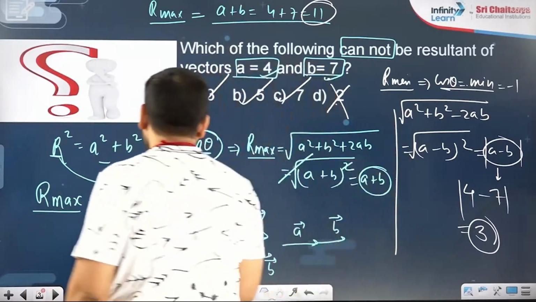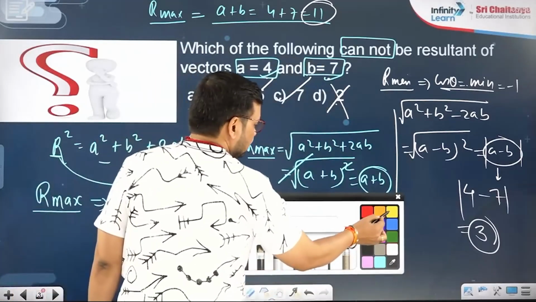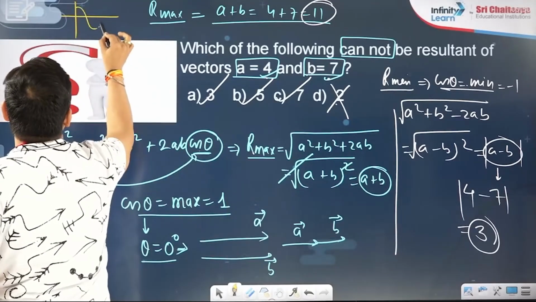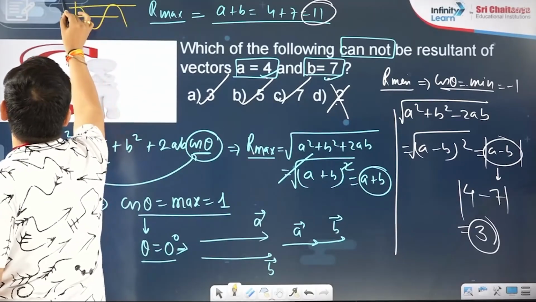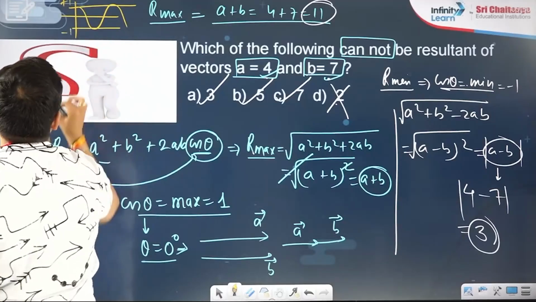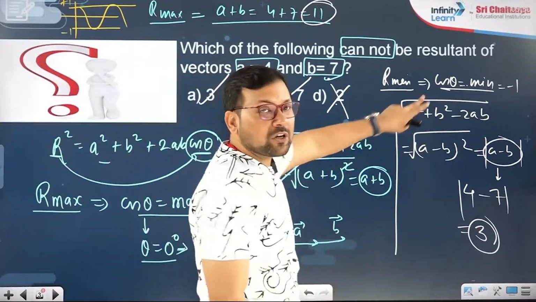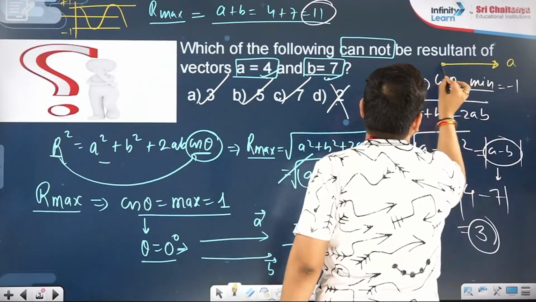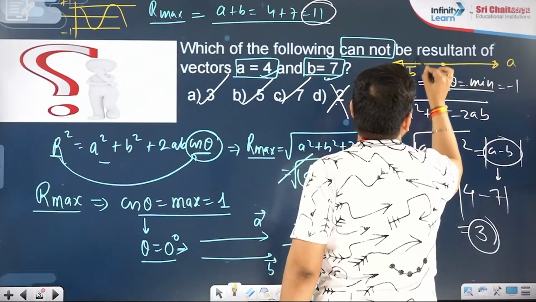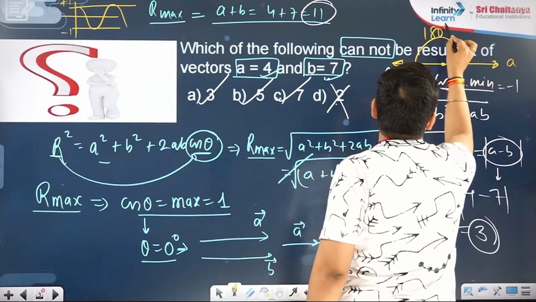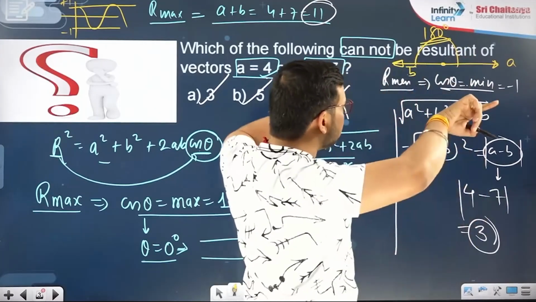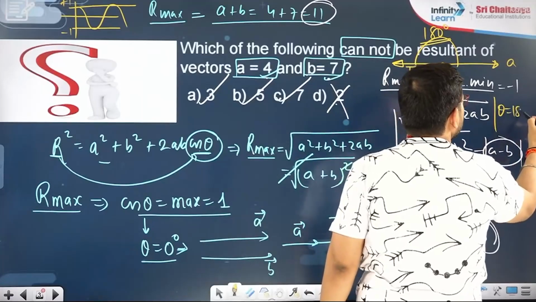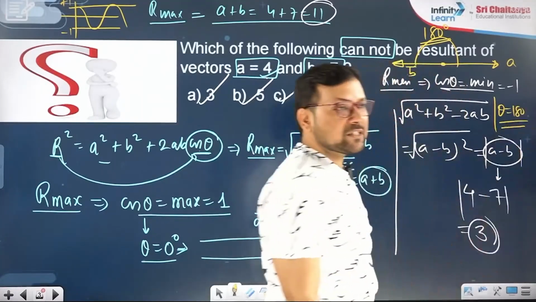Cos has a graph like this. Cos goes like this. It is going from +1 to -1. It means when I say cos is -1, it means two vectors are opposite. One is A, one is B, and the angle between them is 180 degrees. That is anti-parallel. At 180 degrees, when you take theta as 180 degrees, then the cos theta value will be -1.